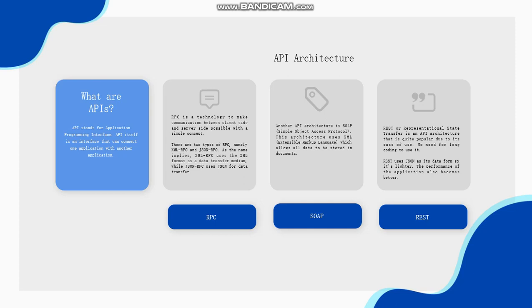3. REST. REST, or Representational State Transfer, is an API architecture that is quite popular due to its ease of use. No need for long coding to use it. REST uses JSON as its data format, so the performance of the application also becomes better.